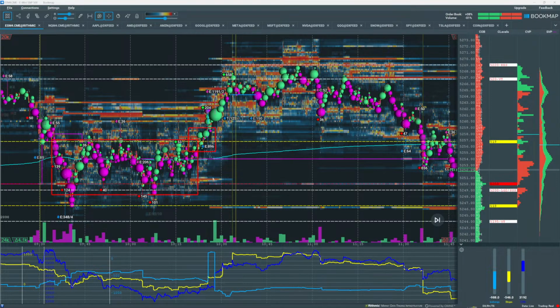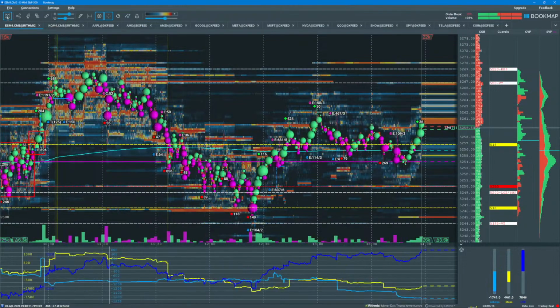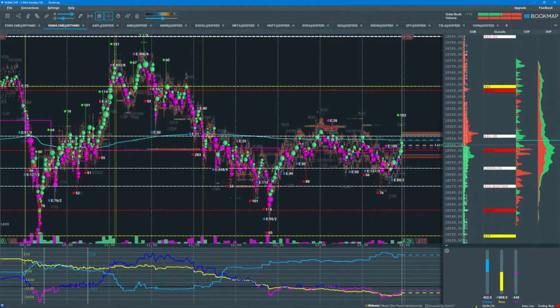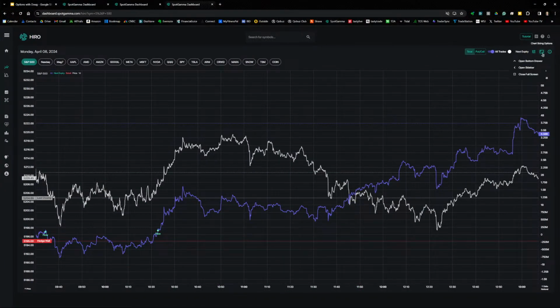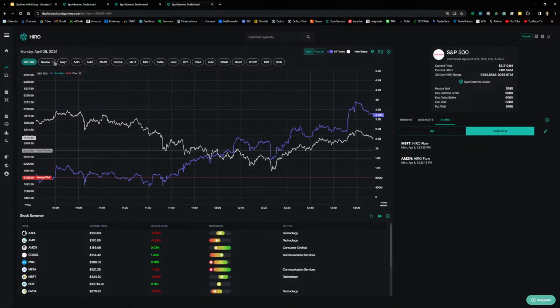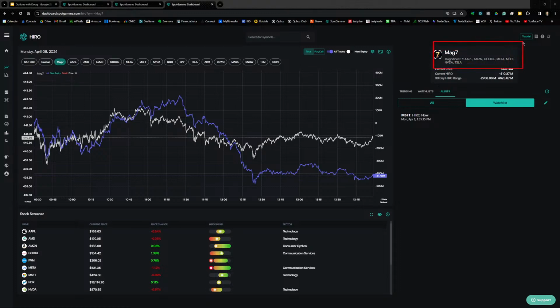All right, so that's the SP 500. Let's take a look at NASDAQ. Let's go back to Hero, see what options traders are doing. For the NASDAQ, I like to take a look at this MAG 7 signal. This is a combined signal showing options trades and market maker hedging activity for Apple, Amazon, Google, Meta, Microsoft, NVIDIA and Tesla. These stocks make up a very large component of the NASDAQ 100 and often drive price.